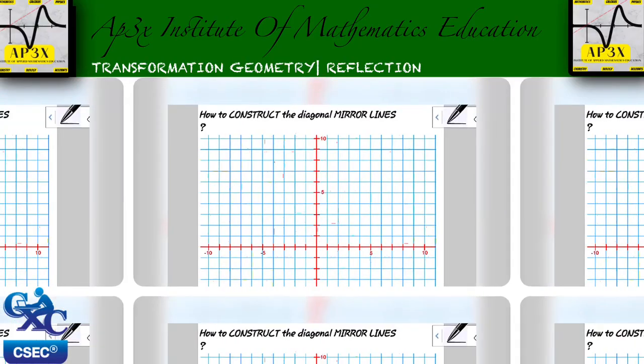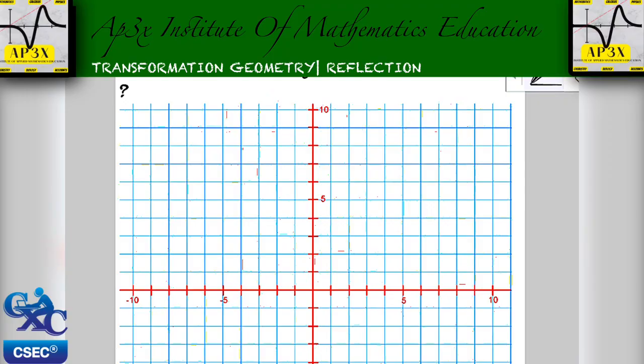Now we're going to go across to the next slide here, and then of course we're going to be learning how to actually construct the diagonal mirror lines, because a lot of the times you don't necessarily need to draw the diagonal lines. We just kind of use the calculation.